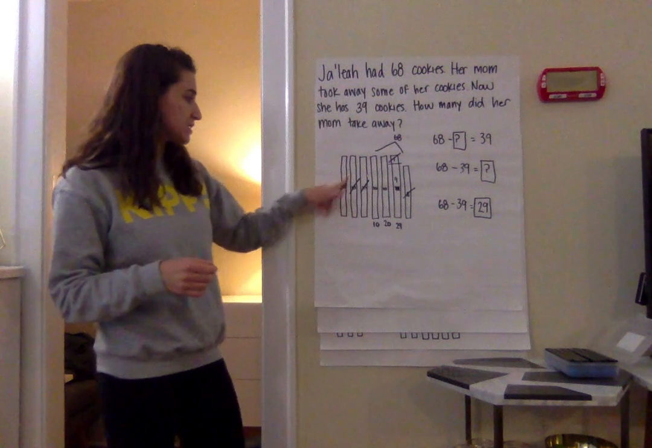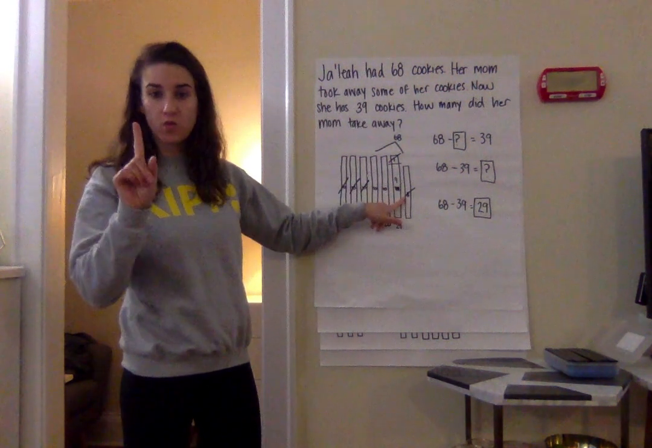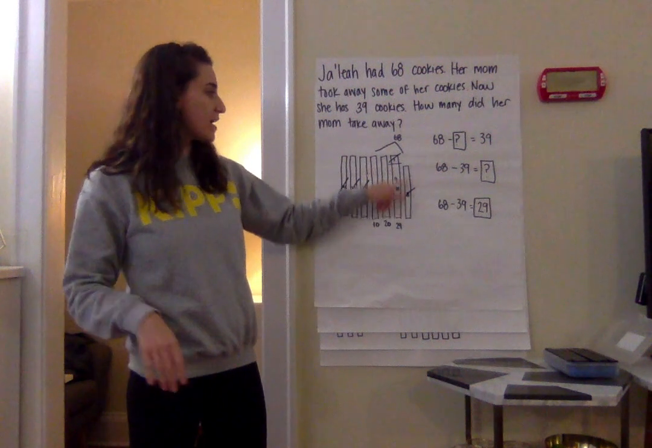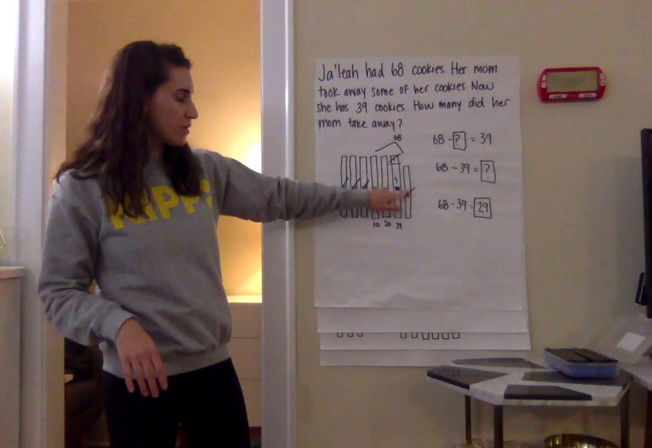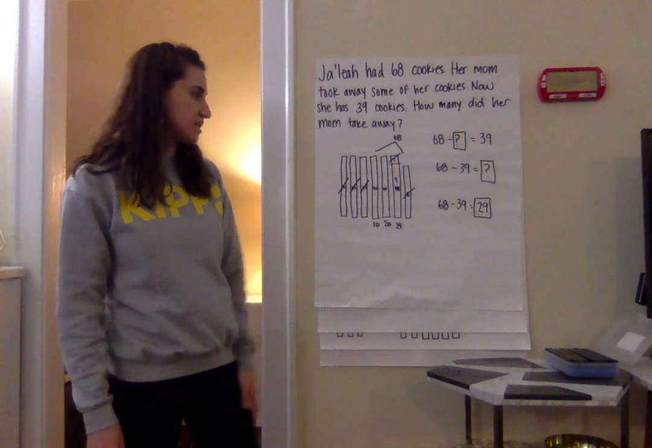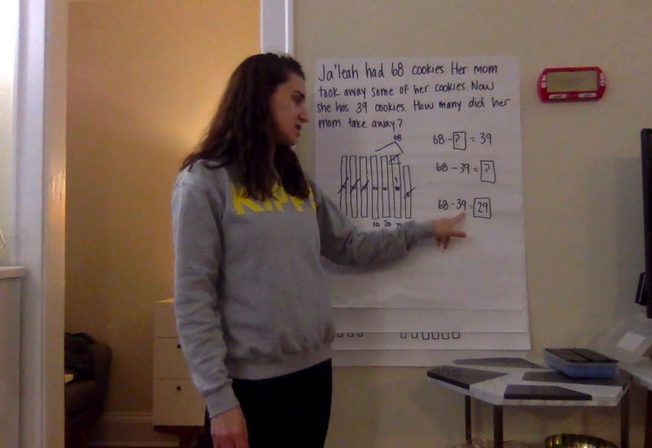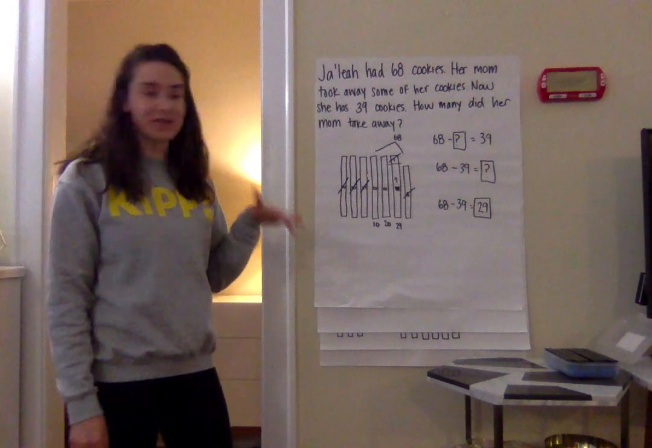So I took away 10, 20, 30, and then I took away 8, but I needed one more to make 9 taking away. Took a 1 off the top, so that made this 10 a 9. Took away 9 in total, and that got me to 10, 20, and 29. So if I do 68 minus 39, I would get 29. Jalea's mom took away 29 cookies.